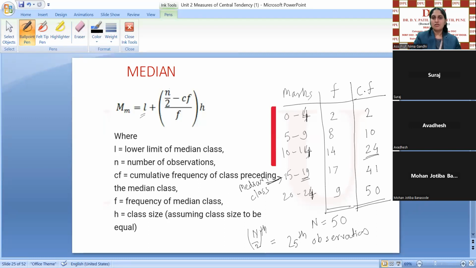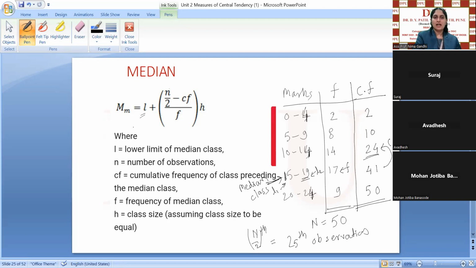Once you have the median class, the lower limit is your L1 or L. The upper limit is your L2. This is your frequency of the median class, that is 17. And you're interested in knowing the cumulative frequency of the previous class. So this is your CF. Once you have all these values, you simply put the values in the formula and find the answer.